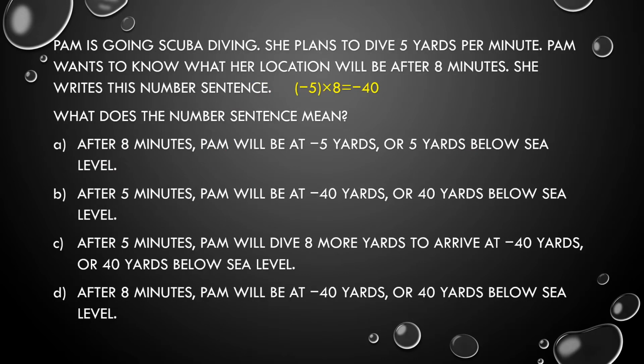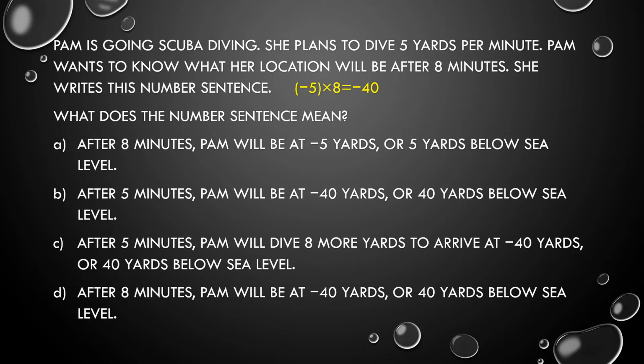Pam is going scuba diving. She plans to dive at 5 yards per minute. Pam wants to know what her location will be after 8 minutes of diving. And she writes this number sentence, negative 5 times 8 equals negative 40. What does the number sentence mean?